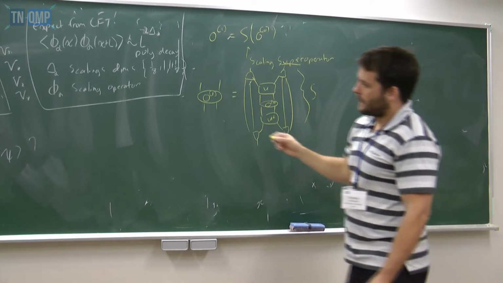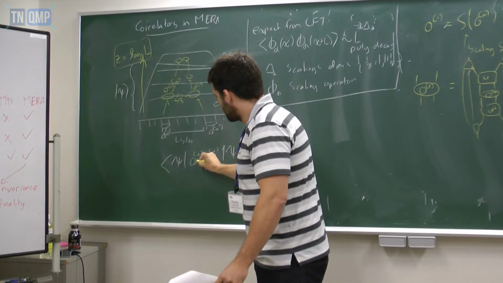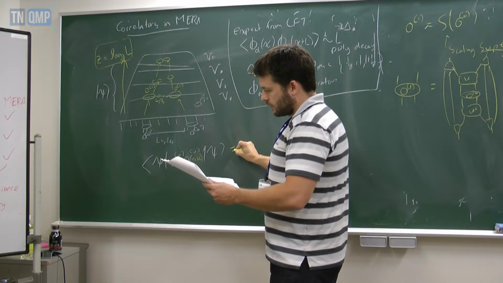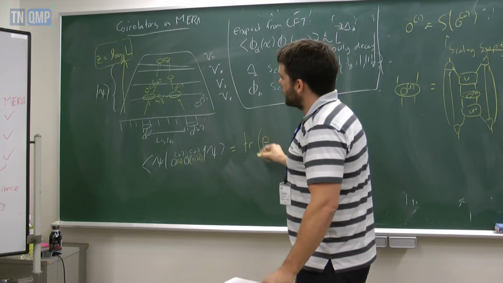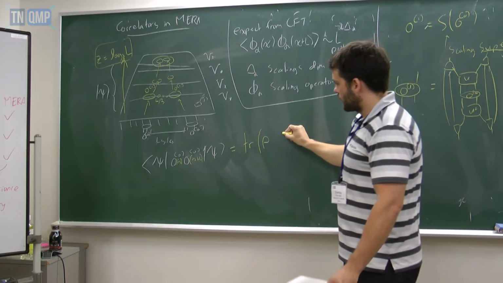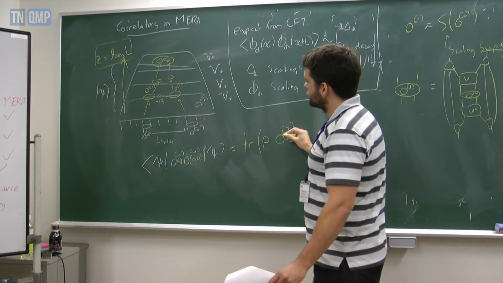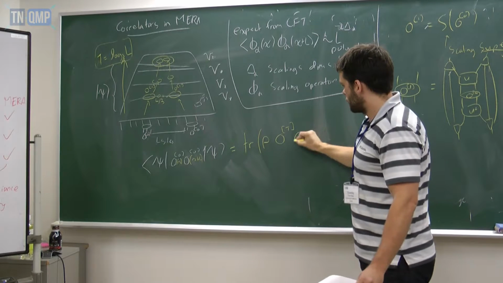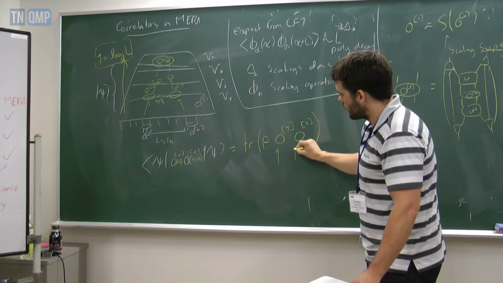So x plus L. So my 2-point correlator is just going to equal the trace of the density matrix, the density matrix on whatever sites they sit, versus my operators at this, sorry, I'll call this T, at this maximal scale T. Okay, so these are my coarse-grained operators.